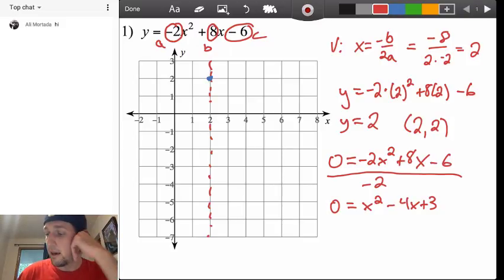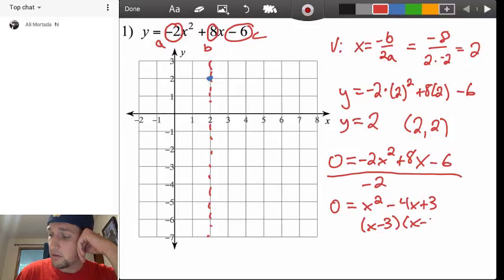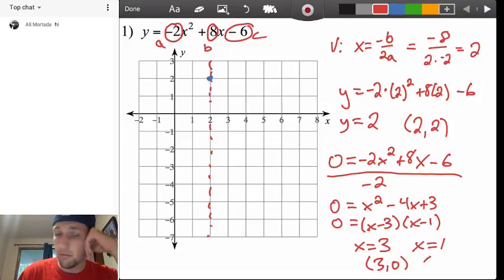Now I'm going to solve with factoring. x minus 3, x minus 1 equals 0. Figure out what makes each of those parentheses 0. I get 3 and 1. So my x-intercepts are 3, 0, and 1, 0. I'll plot both of those once again in blue because blue is pretty awesome.